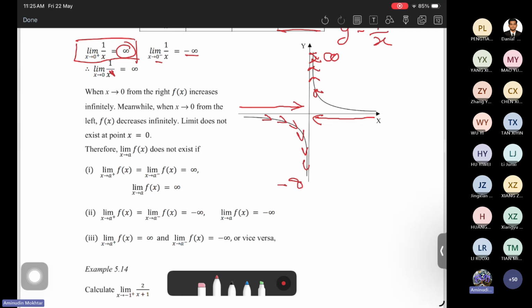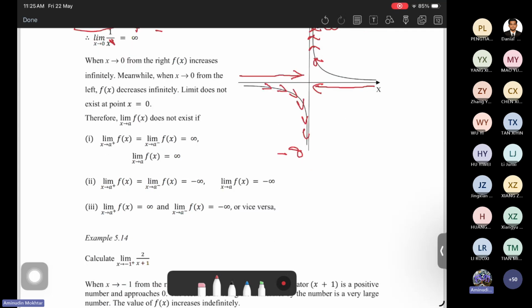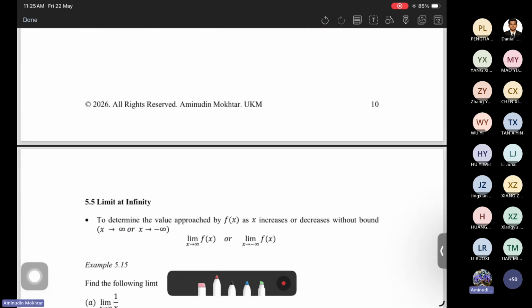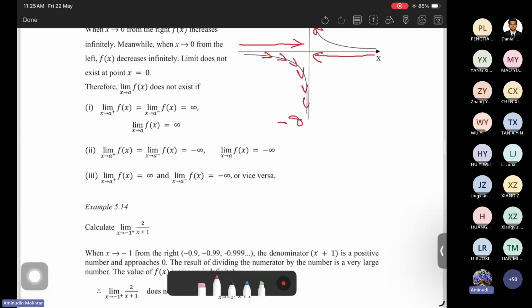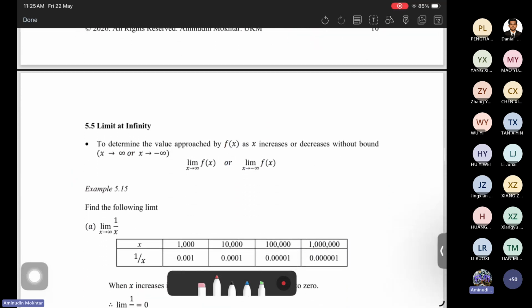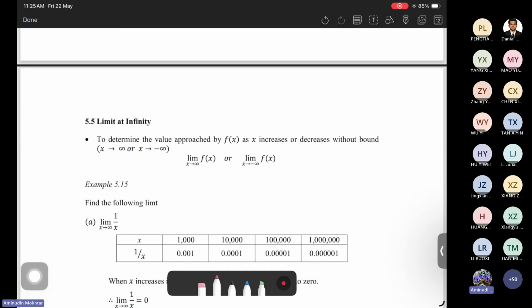Okay. When the limit increases or decreases indefinitely, the conclusion is the limit does not exist. Okay, that is the concept of infinite limit. The next one is limit at infinity.